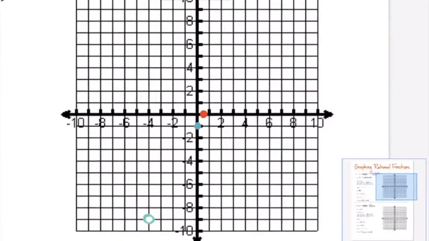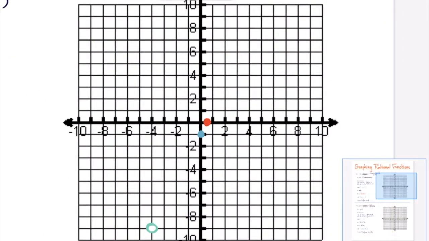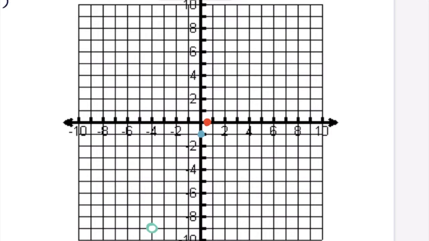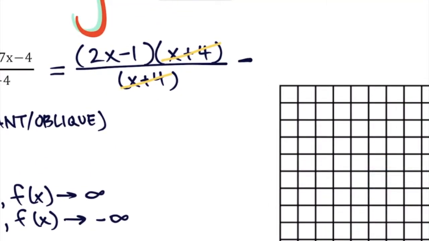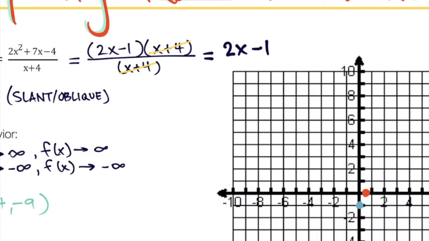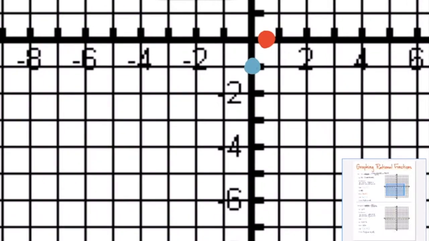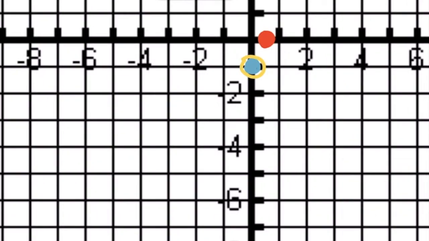So I've plotted everything pertinent on the graph. And let's talk about how to graph the rest of the function. So I want you to notice at the top what that function becomes after we cancel things, and we end up with just a 2x minus 1. This should take you back to your Algebra 1 days, and you recognize that this is a line with a slope of 2 and a y-intercept of negative 1. We can see that right here. We already have our y-intercept shown at negative 1.